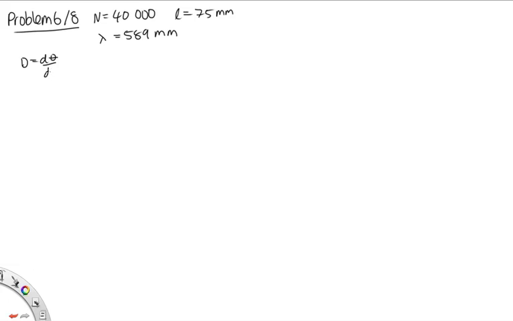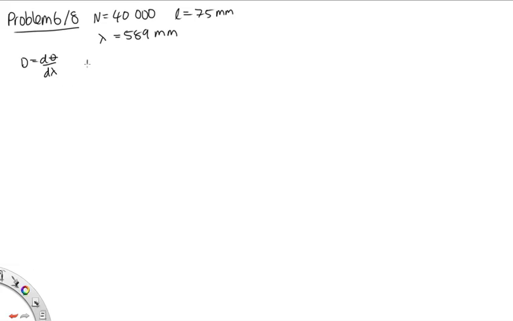Okay, now we're on to problem 6 for 1221 or 8 for 1231. In this problem, we've got a grating that has 40,000 rulings, so n is equal to 40,000, and the length of the grating is equal to 75 millimeters. And we're asked in A, what is its expected dispersion D for sodium light with a wavelength equal to 589 nanometers in the first three orders? And we're told that the dispersion D is equal to d theta, d lambda.